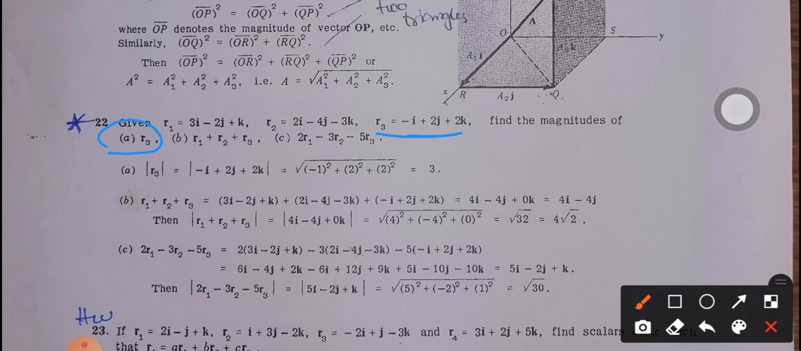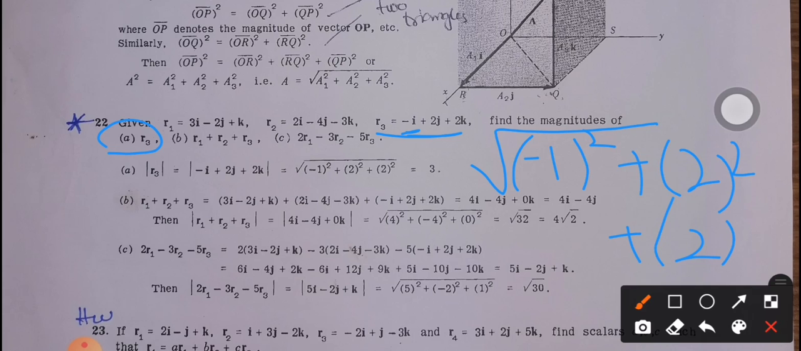Here is r3, and what is the formula? Simply we are going to solve it. Square root of the first component, which is -1, so (-1) square, plus the square of the second component, that is 2, so 2 square, plus the square of the third component, that is 2 square. So 2 square plus 2 square plus (-1) whole square is going to be 3. This is how we can find the magnitude of any vector.